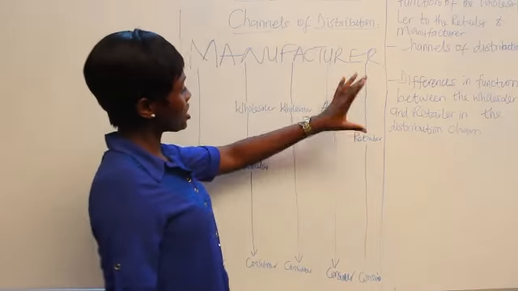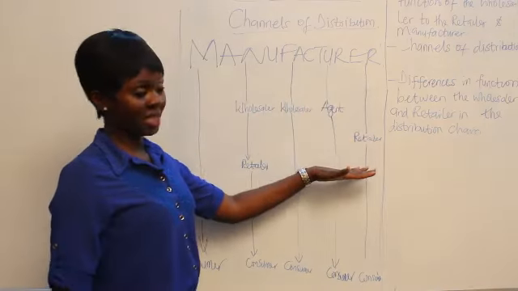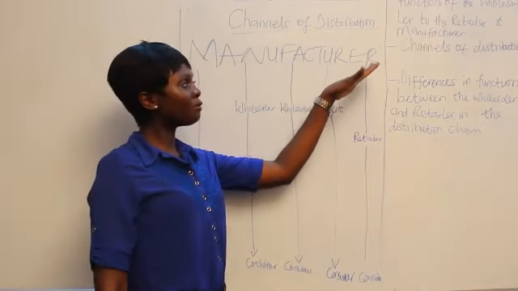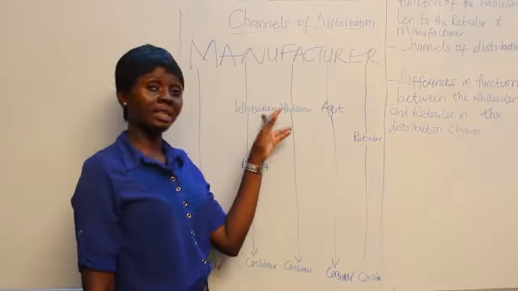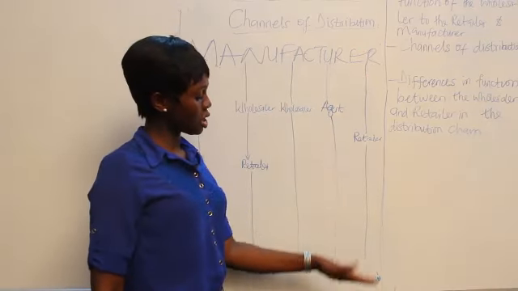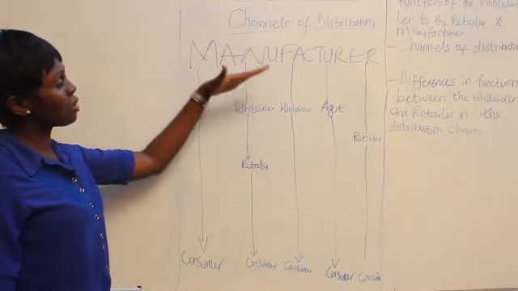Now, the fifth chain here is between the manufacturer, the retailer, and the consumer. Yeah, the retailer buys directly from the manufacturer, not the wholesaler now. The retailer buys directly from the manufacturer and sells to the consumer. So that's that about the channels of distribution.